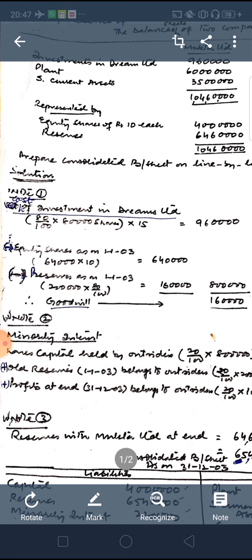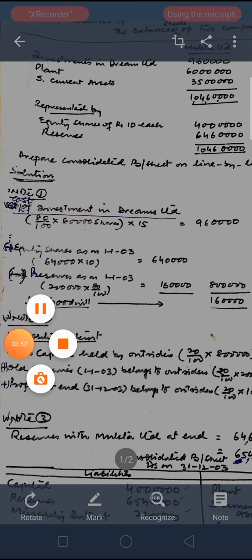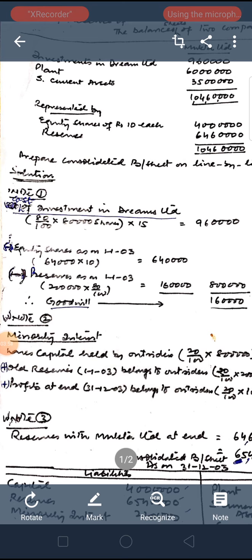Then reserves as on 1st January 2003 were 2 lakhs. The 80% share is adjusted while calculating goodwill, and that becomes 1,60,000. So the total amount becomes 8 lakhs. The price paid is 9,60,000, whereas the book value acquired is 8 lakhs. So goodwill becomes 1,60,000.